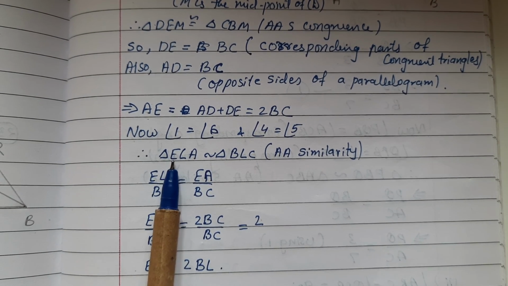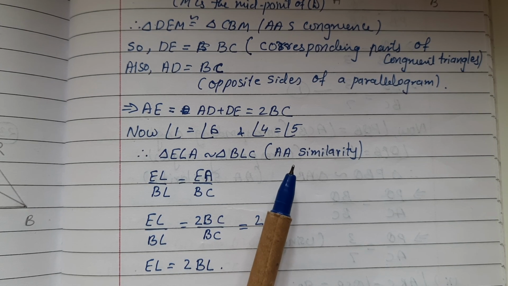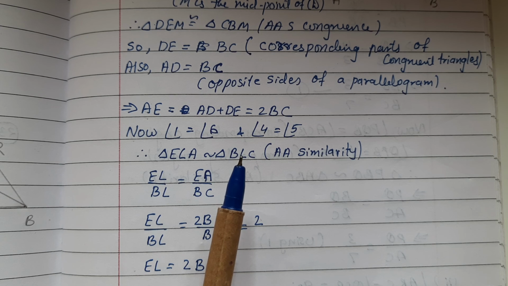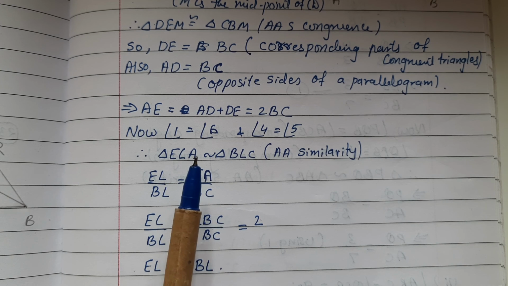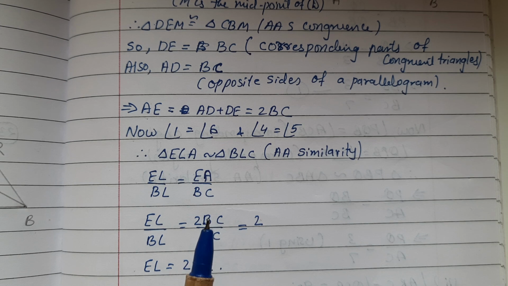Triangle ELA is similar to triangle BLC by AA similarity. Sides are proportional. EL upon BL is equal to EA upon BC. But EA is equal to 2BC. So BC gets cancelled. EL upon BL equals 2. Therefore, EL is equal to 2BL.